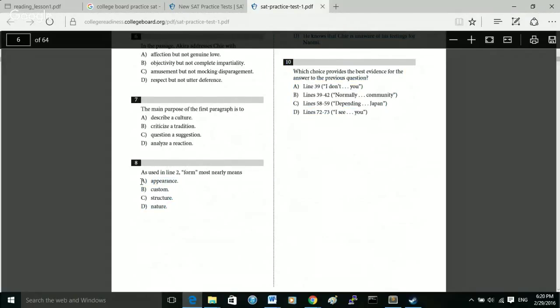Appearance. No, appearance does not mean a procedure. So answer choice A is crossed out. Answer choice B, custom. Yes, custom is a procedure that people follow. So answer choice B seems to be correct. Is it a structure? No, it's actually not a structure. A procedure is not the same as a structure. And is it a nature? No, nature is also not a procedure. So cross out A, C, and D, and you're left with B, custom.